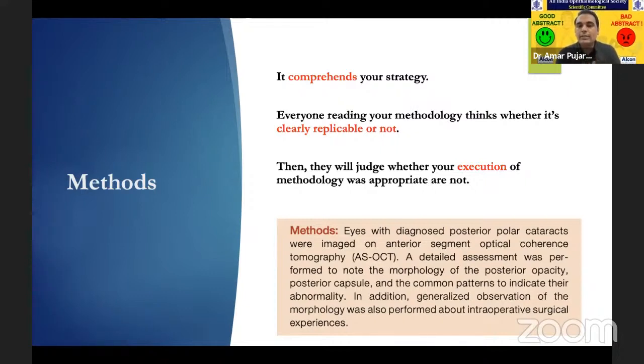Then you are able to analyze: this guy is saying this is the methodology, how has he executed it, whether it's appropriate or not. Is there any lacuna or loophole in that methodology? They are going to critically analyze that. So here, again, in methods, I'm going to say post-polar cataracts, the keyword, the AIOS I'm going to image, and I'm going to find out the posterior capsular integrity. So you can mention the numbers in methods also.